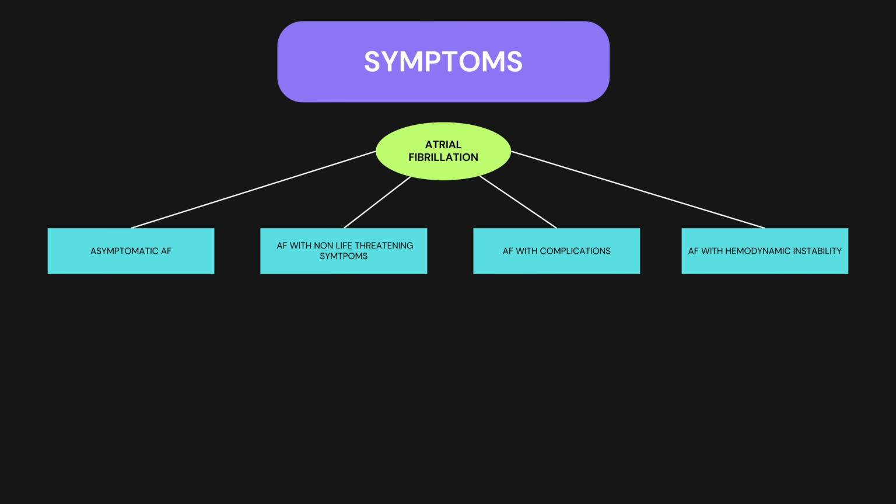Okay, so we'll be talking about the symptoms now. The classification for this is basically asymptomatic atrial fibrillation. Then either you have non-life-threatening symptoms, or you have life-threatening symptoms, and you probably develop complications from it. And then you have hemodynamic instability. So believe it or not, 35% of patients who have atrial fibrillation are basically asymptomatic, and it's an incidental finding.